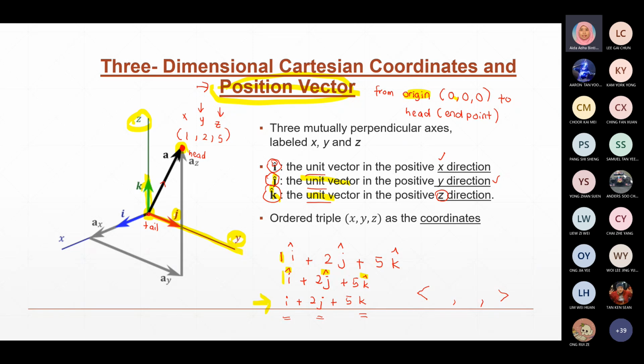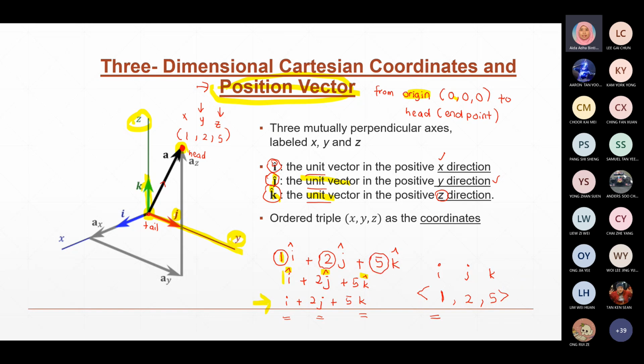For the vector, the first one refers to your i. So what is your i here? It is 1, so write down 1. The second one, in the middle, is j. What is your j here? It is 2. Just write down the component. And the last one refers to the k, which is 5 here. So it's up to you.